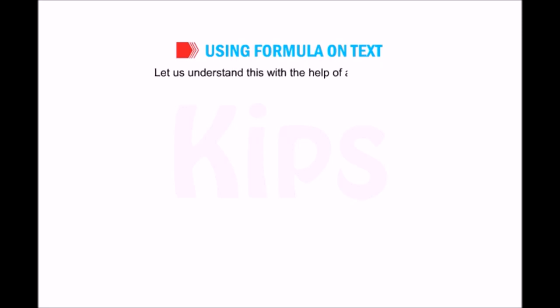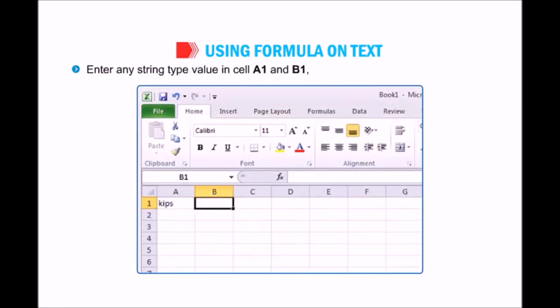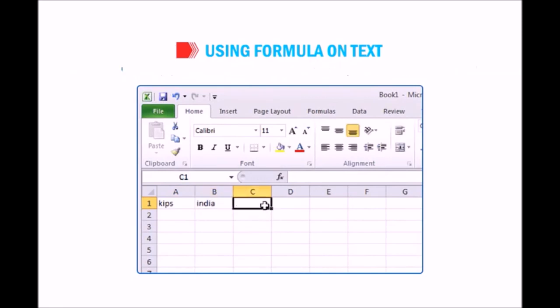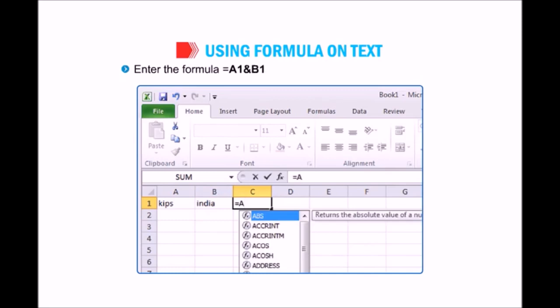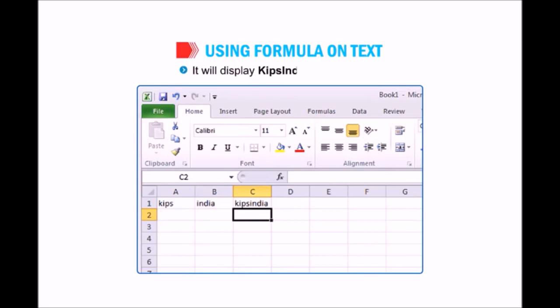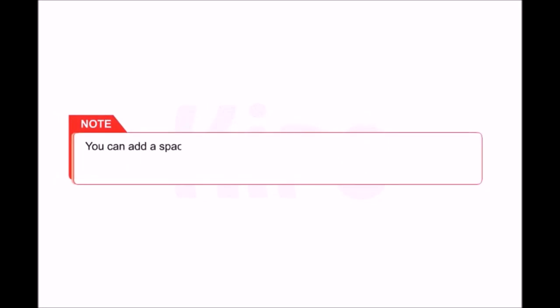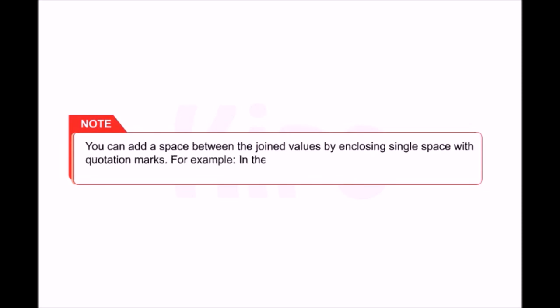Let us understand this with the help of an example. Enter any string type value in cell A1 and B1, say KIPS in A1 and India in B1. Enter the formula equal to A1 & B1 in cell C1 and press the Enter key. It will display KIPSIndia in cell C1. Students, note that you can add a space between the joint values by enclosing a single space within quotation marks. For example, in the above case, equal to A1 & " " & B1 will yield the result as KIPS India.